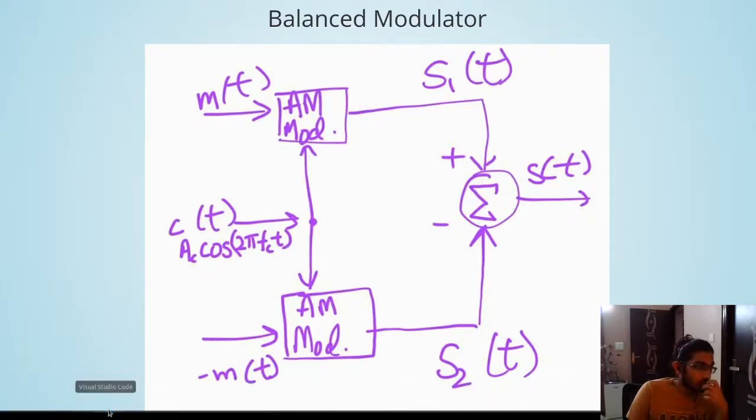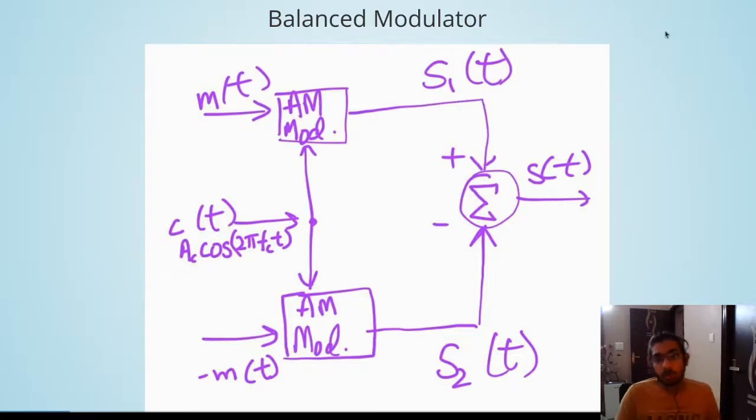Sorry, I just mentioned that it is a balanced oscillator in the slide, but I meant to say balanced modulator. Please excuse me. I paused the recording to change that.